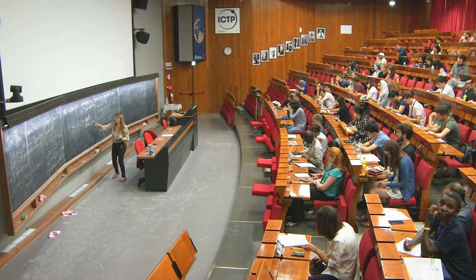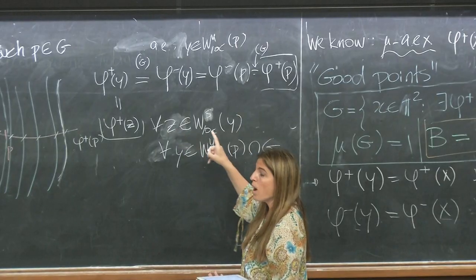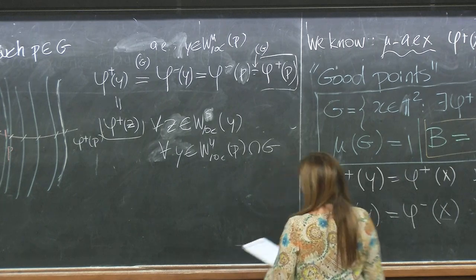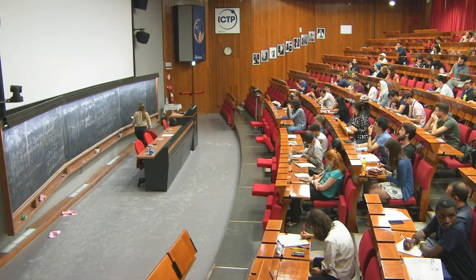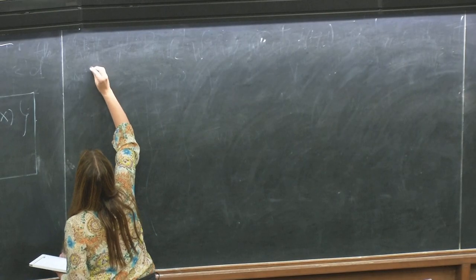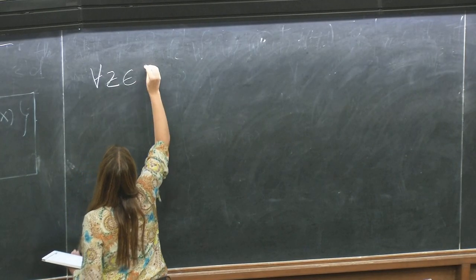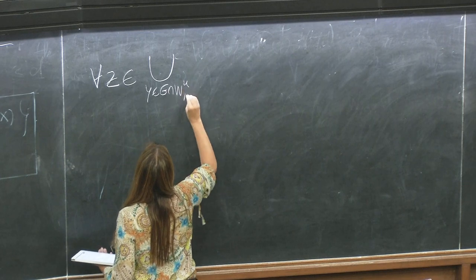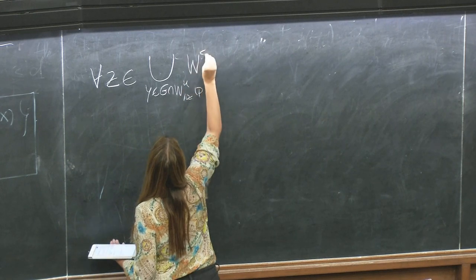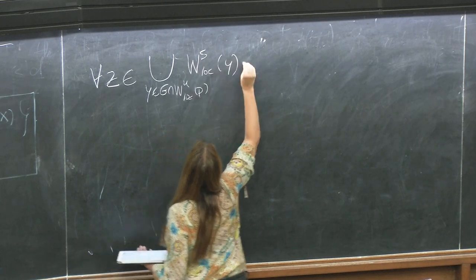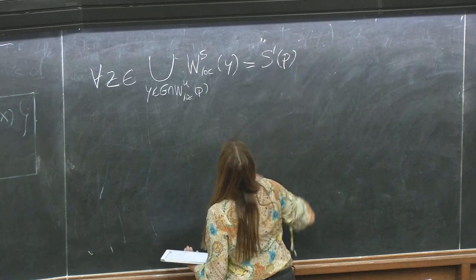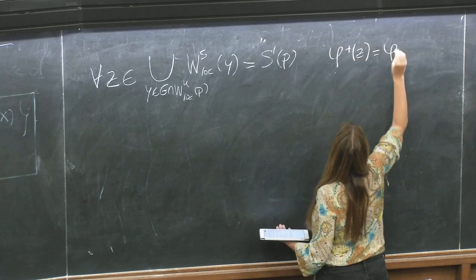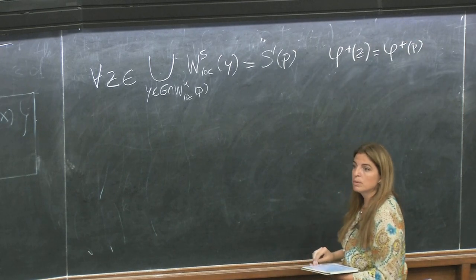So now, we have for all z in the stable manifold of y, with y in the intersection of the local unstable manifold of p intersection g, this phi plus z is constant. So let's call this set square prime. For all z in square prime of P, phi plus of z equals phi plus of P. Okay?